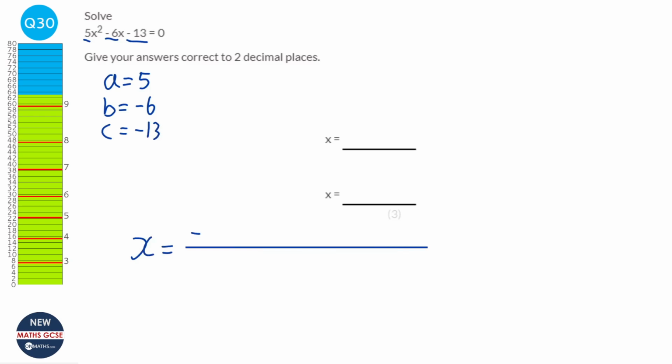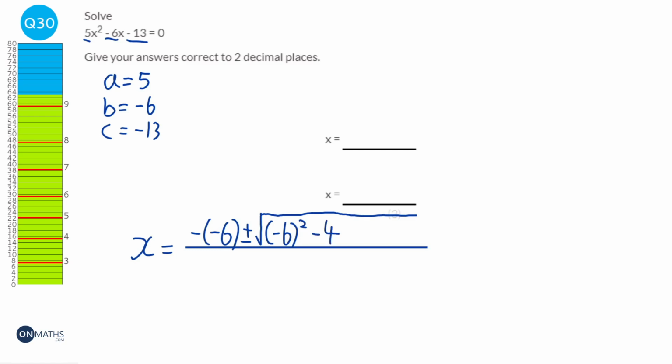So we have minus b. Now I always put the values I substitute in brackets, and the reason is that if they're negative, you can make mistakes, especially here. When it's b squared, if you don't put it into brackets, it won't give you the right answer because it will square the 6 and then put a minus before it. Minus 4 times a times c. And if you always put them in brackets, you don't even have to think about it. It'll always be right. And then over 2 times a.